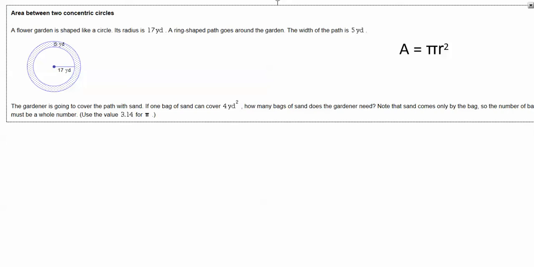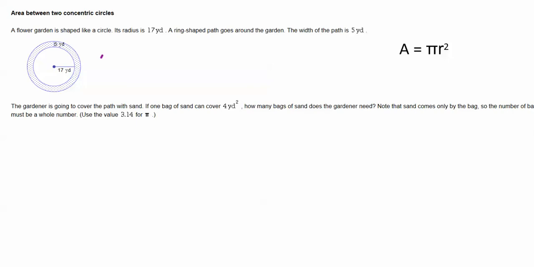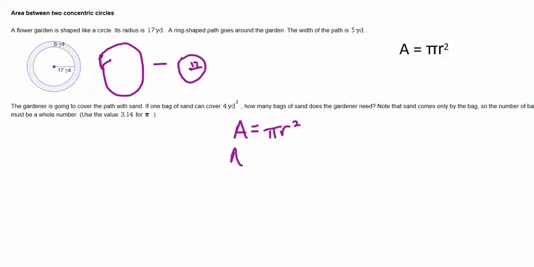All right, so we're still going to use our shapes plan. Okay. Big circle minus small circle. Okay. The small circle has a radius of 17. Okay. So area equals pi r squared. Area is 3.14. Radius is 17, and we're squaring it.